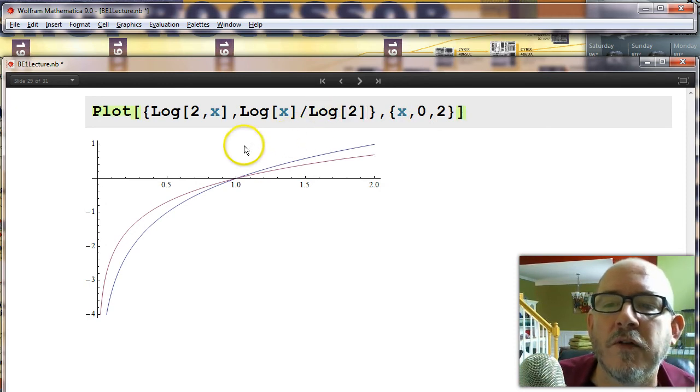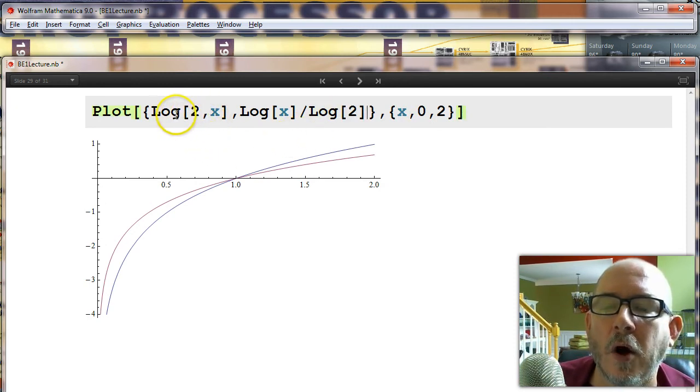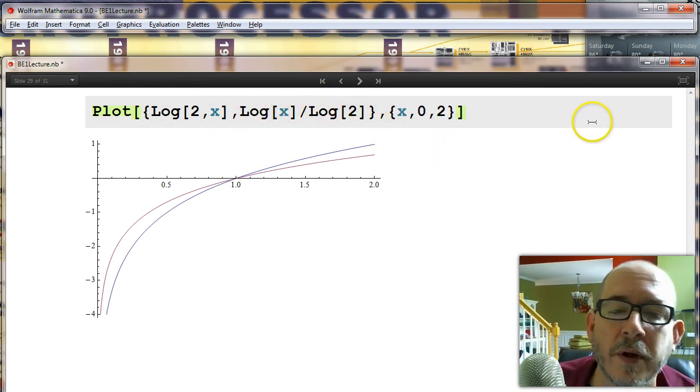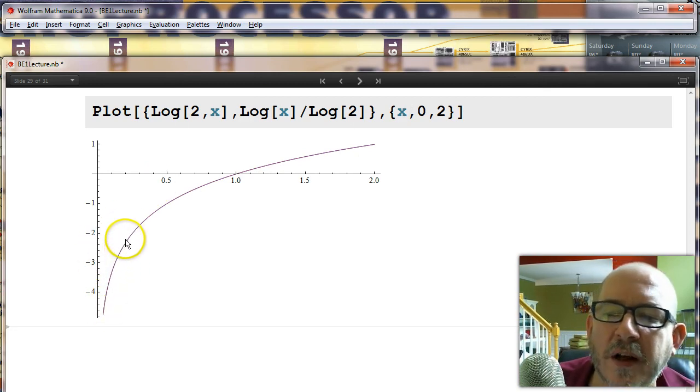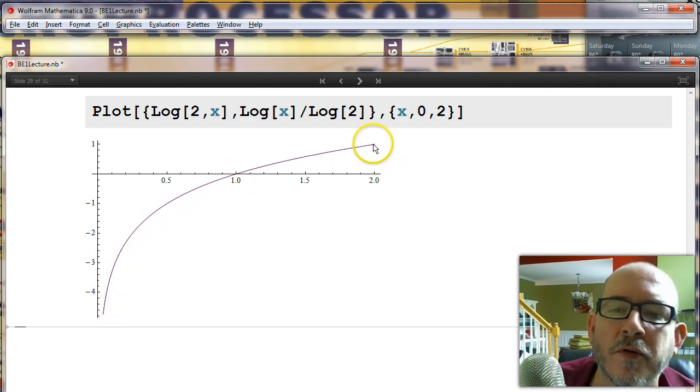now we just saw that we had an identity. The log base a of x is equal to natural log of x over the natural log of a, and here I'm using 2. So what I should get when I plot this is just one curve. All right, so let's see what we get. And lo and behold, it looks like a blue and maroon curve on top of each other.